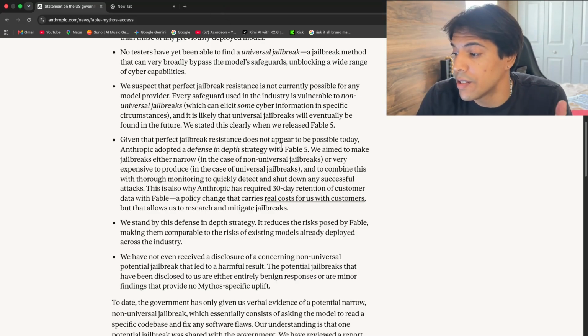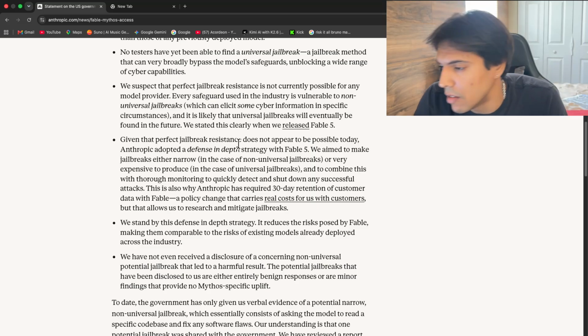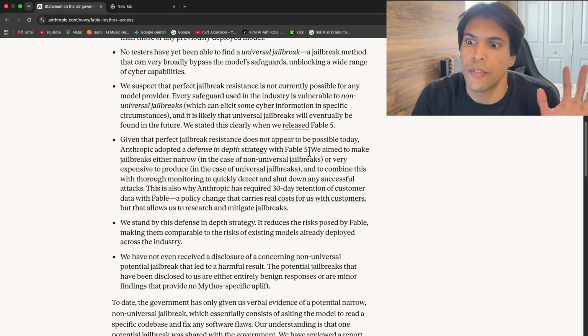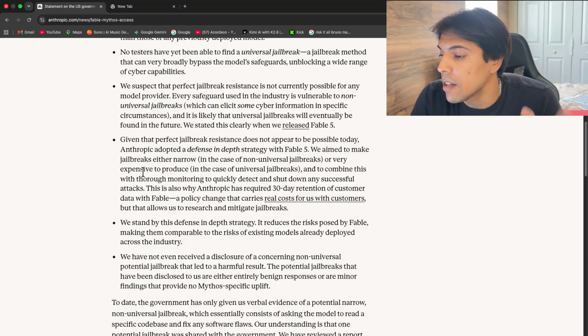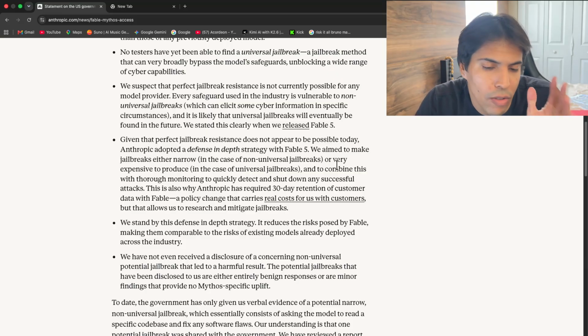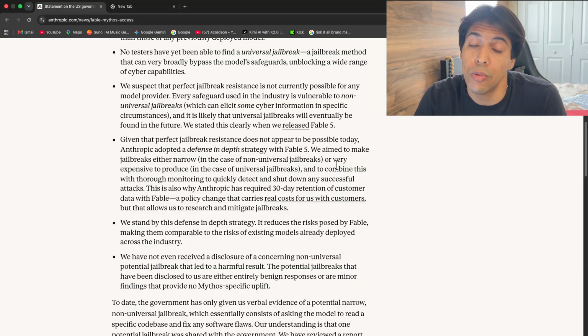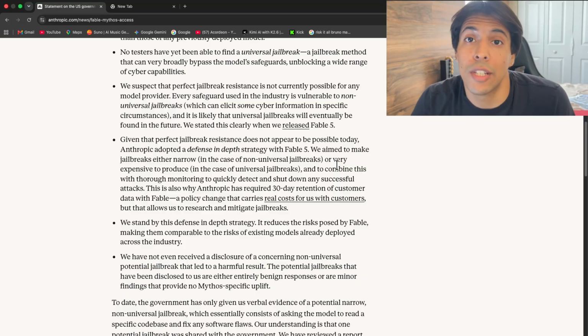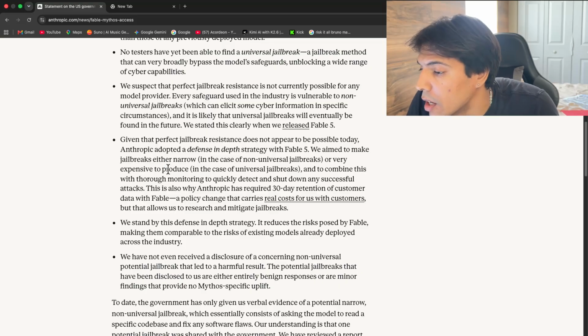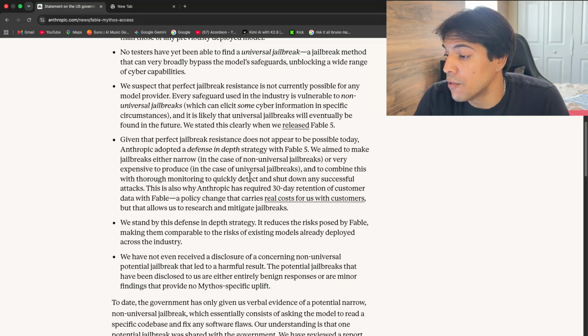Given the perfect jailbreak resistance does not appear to be possible today, right? Anthropic adopted a defense in-depth strategy with Fable 5. We have our guards up. We aim to make jailbreaks either narrow, in this case non-universal jailbreaks. So any regular, non-unicorn people, you're not gonna get through this. Unicorn people, buckle up, because this is your time to shine, right? Or very expensive to produce, quote unquote, in the case of universal breaks, and to combine this with thorough monitoring to quickly detect and shut down any successful attacks.